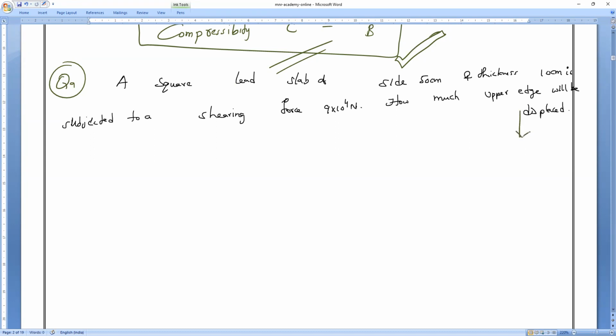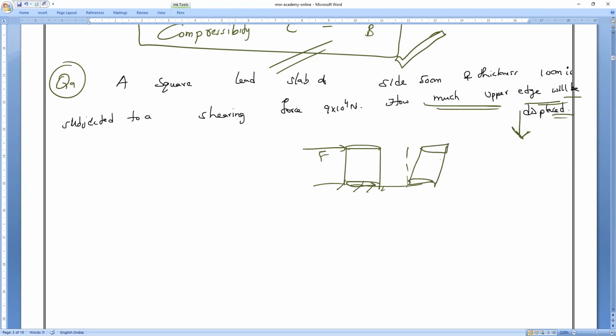What does it mean? What do you have to calculate? Anybody can tell, from the question? How much is the upper edge displaced? Try to remember the shear stress. What is shear stress? The force is applied tangentially, then just from the original position, it gets inclined. So how much will the upper edge be moved? What is that representation, everybody?